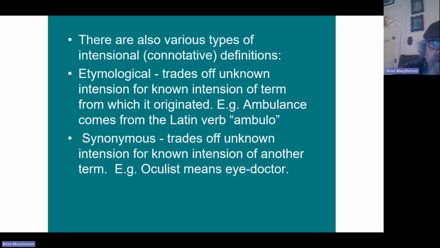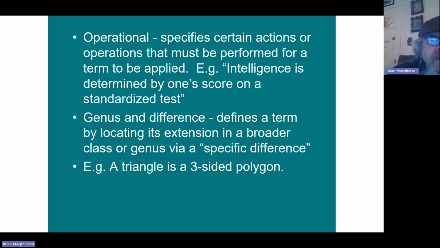Then you have what are called synonymous definitions, and you're trading off an unknown intention for a known intention. So a term that means the same thing. So I could say oculus means eye doctor, right? Those two terms are synonymous. So that's called a synonymous definition. Another kind of intensional definition is called operational. It specifies certain actions or operations that must be performed for a term to be applied. So I could say intelligence is determined by one's score on a standardized test, right? That's an operational definition of intelligence.